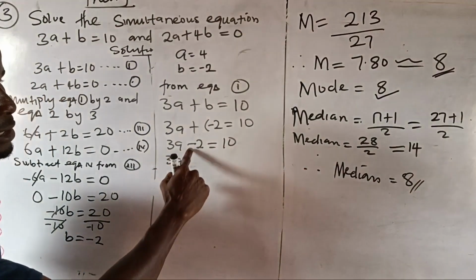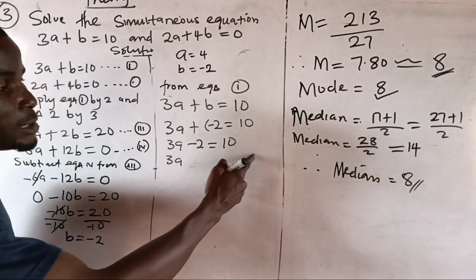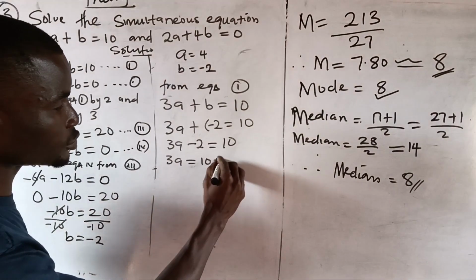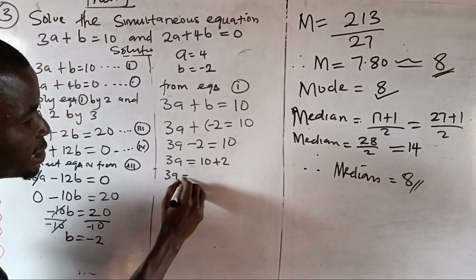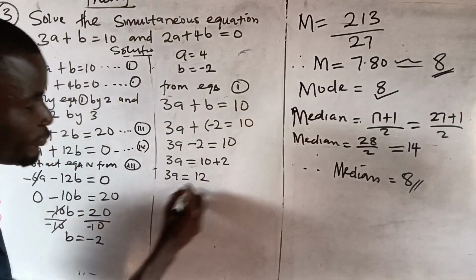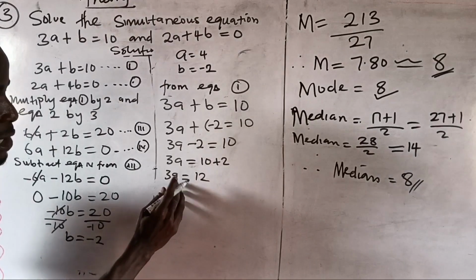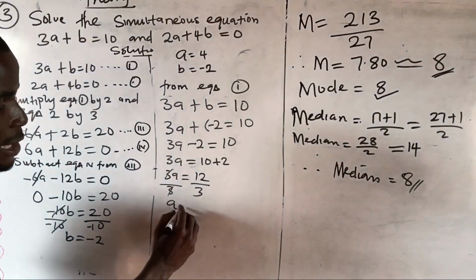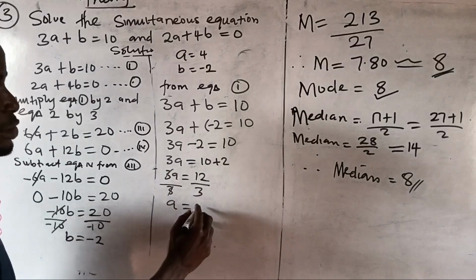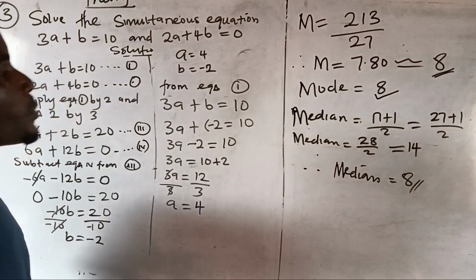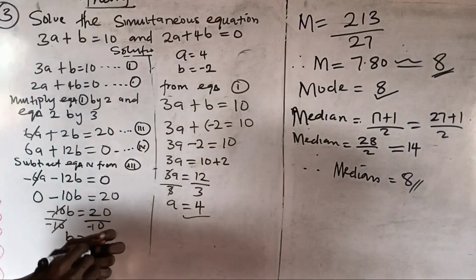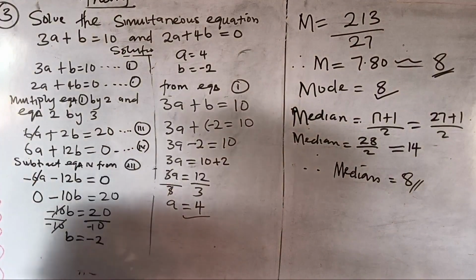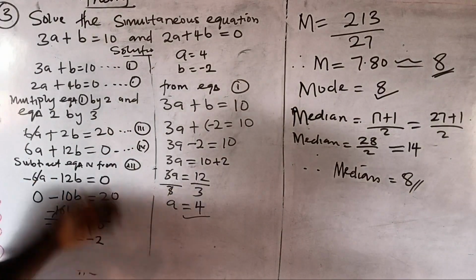3a, this minus 2 is going to the other side, so it will turn to plus. So I have 10 plus 2. So 3a is equals to 10 plus 2 will give me 12. Now for this a to stay alone, we are dividing all through by 3. 3 cancels 3. A is equals to 12 divided by 3 will give me what? 4. That is very, very correct. So if you check the substitution and the elimination, what we got is the same. Now let's check question 4.